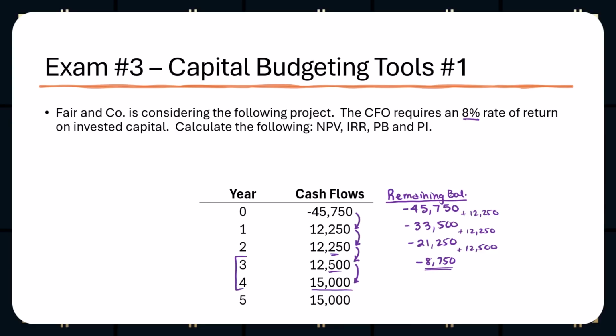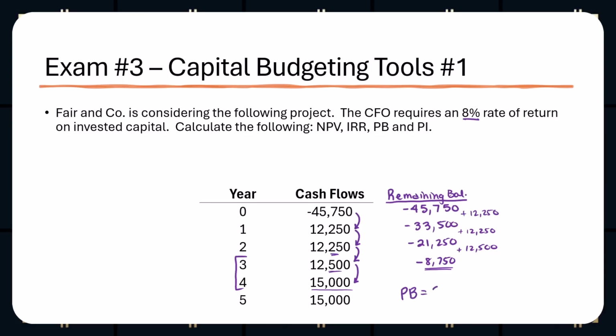Recall that once that remaining balance goes from negative to positive, that is, you have a negative remaining balance and then you will have a positive remaining balance, our payback period has to fall somewhere between the end of year 3 and the end of year 4. And what that means is that it can't be less than 3 years and it can't be greater than 4 years.